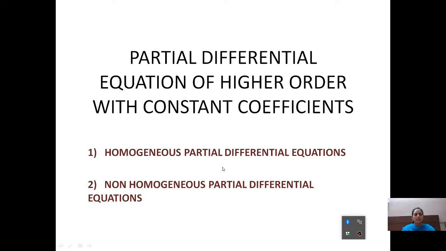After discussion of linear and non-linear partial differential equations of first order, we are here to discuss partial differential equations of higher order, this time with constant coefficients. This topic actually includes two parts. First is homogeneous partial differential equations and second one is non-homogeneous partial differential equation. In this lecture video, we will focus on homogeneous partial differential equations.